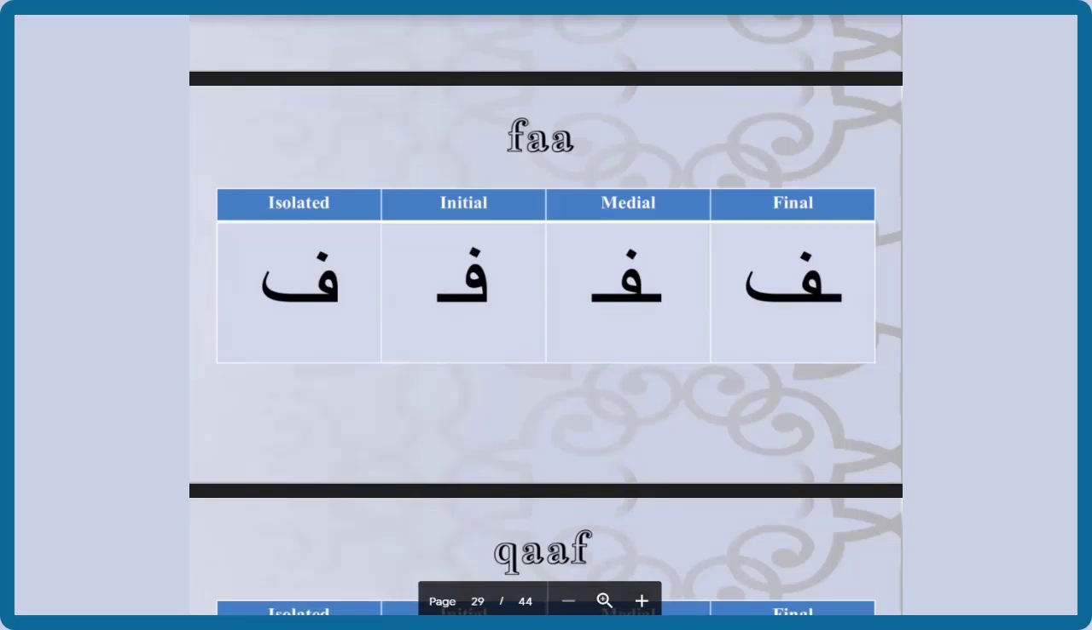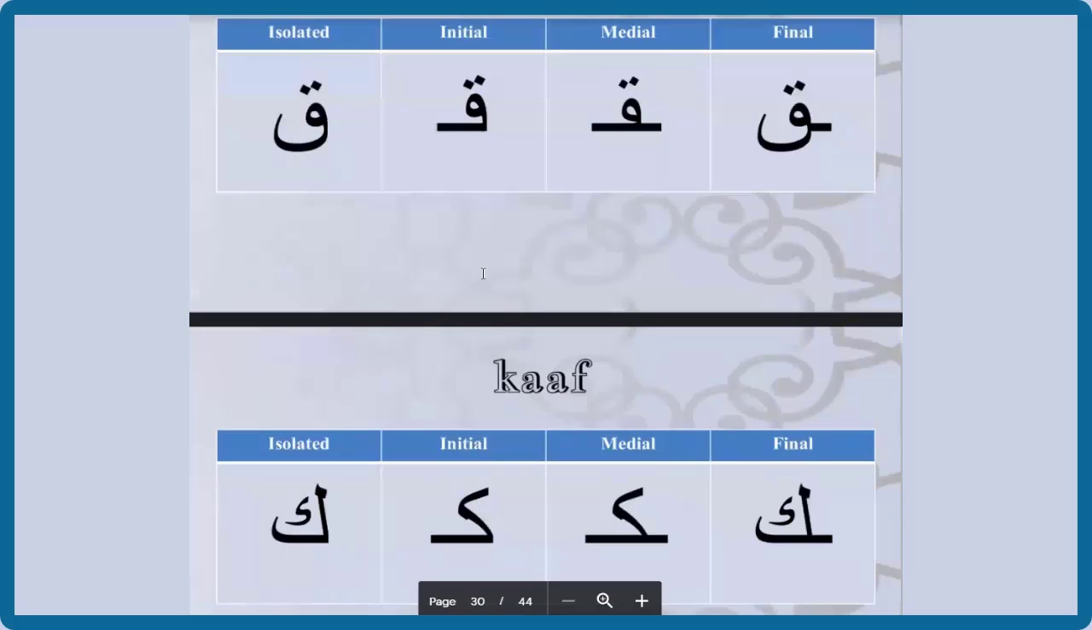Okay. And then qaf, a heavy letter, right? There are two dots on top of it, and you can see it has kind of circles, right? So this is the initial form, medial, and final.